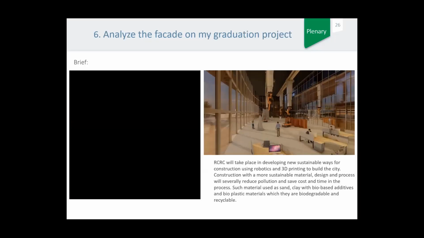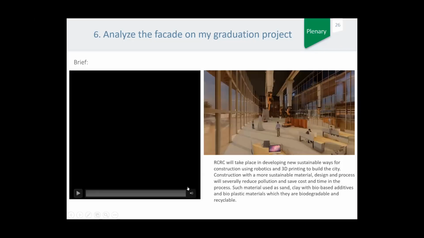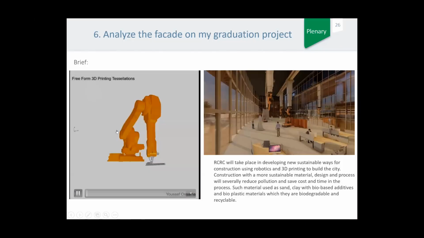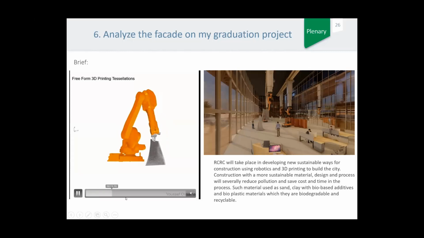I applied this research on my graduation project. It's a brief about it. It's a robotic construction research center that makes robotic construction for the new Alamein city. It's shaped like dunes that are generated like cells. And here are some functions in the project: robotic 3D printing in different ways.